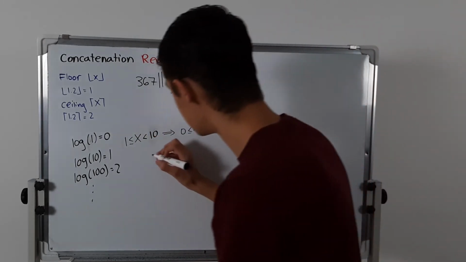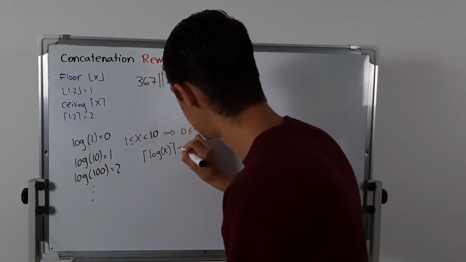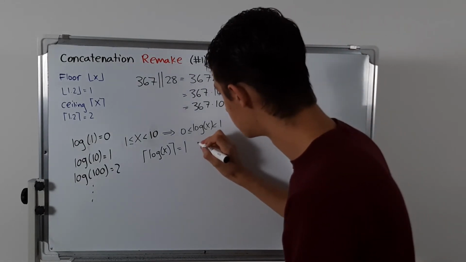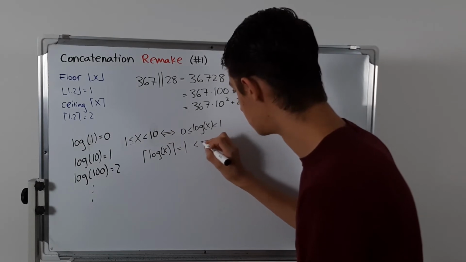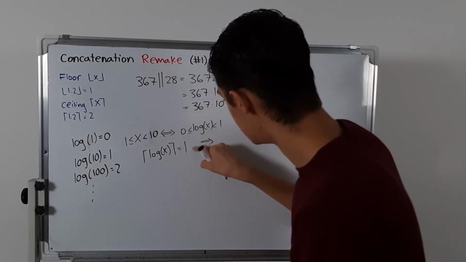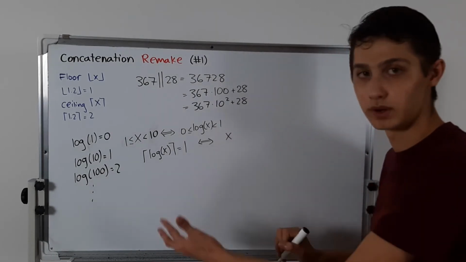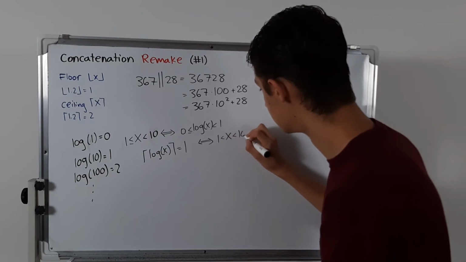So the ceiling of log of x is going to be equal to 1. But that is only if, and actually I can put this double implication here, that is only if our x is between what exactly? Well, again, it's going to be between 1 and 10, right?